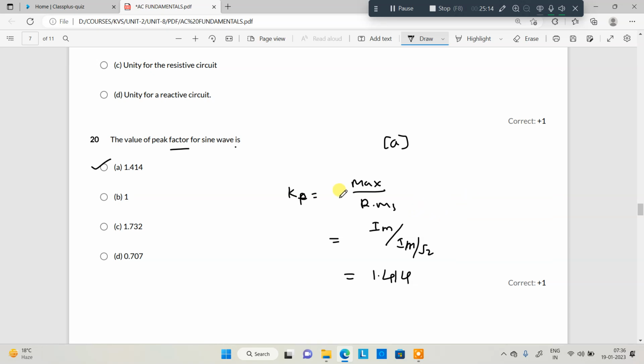So this is the explanation about AC fundamentals.